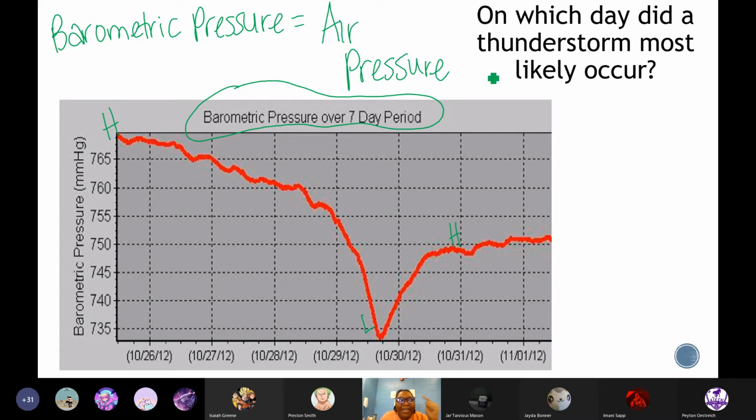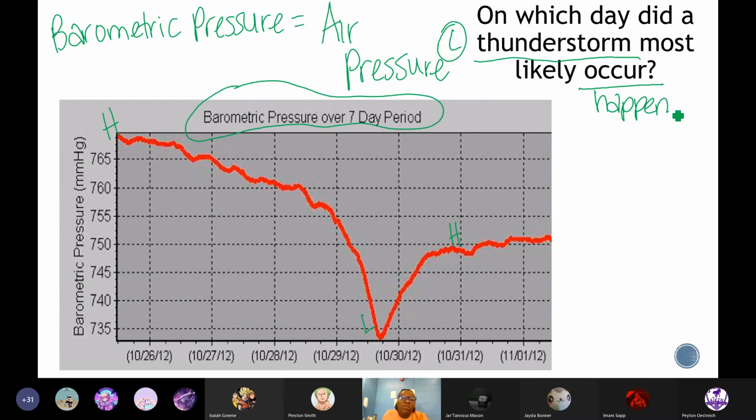Now, there's some things I need to think about as I'm answering that question. I need to make sure I know that a thunderstorm is severe weather. And what kind of pressure system happens with severe weather? Can someone turn on their mic and let us know? Low. Very good. A low pressure system is going to happen with a thunderstorm. And I also don't know what that word occur means. Happen. Yes, occur is just a synonym, another word with the same definition, a synonym for happen.